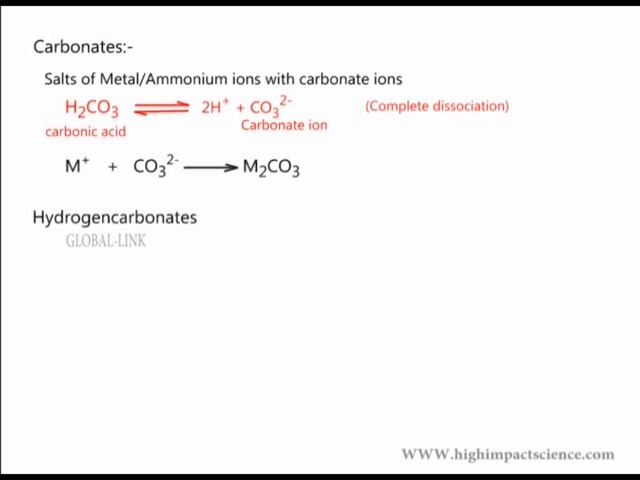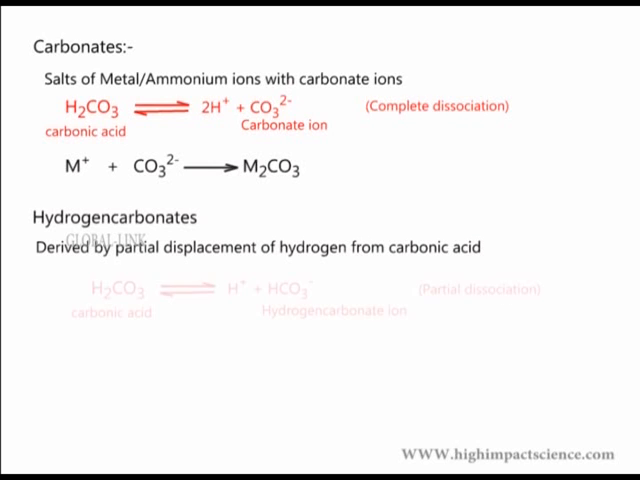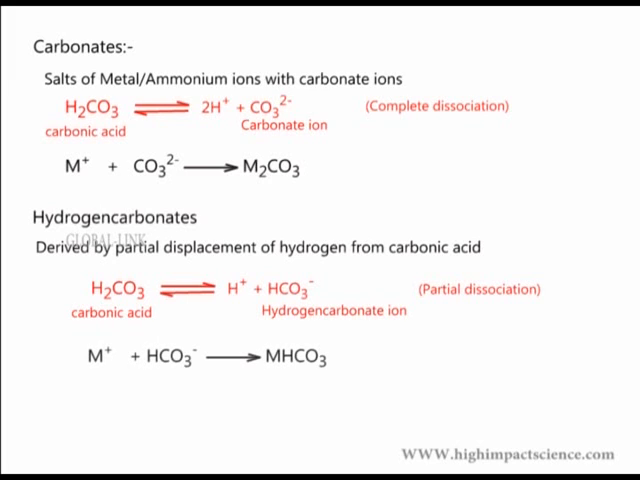Hydrogen carbonates are salts derived from carbonic acid, formed by the partial displacement of hydrogen by a metal or ammonium radical. Hydrogen carbonates of sodium, potassium, and ammonium exist as solids at room temperature, whereas those of calcium and magnesium only exist in solution. Hydrogen carbonates of other metals do not exist.